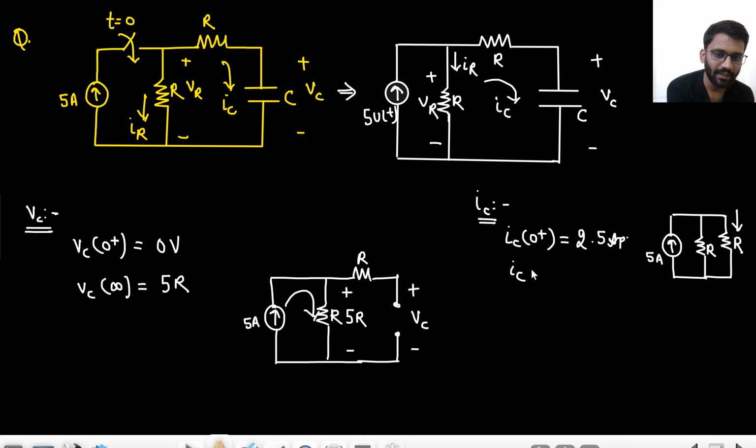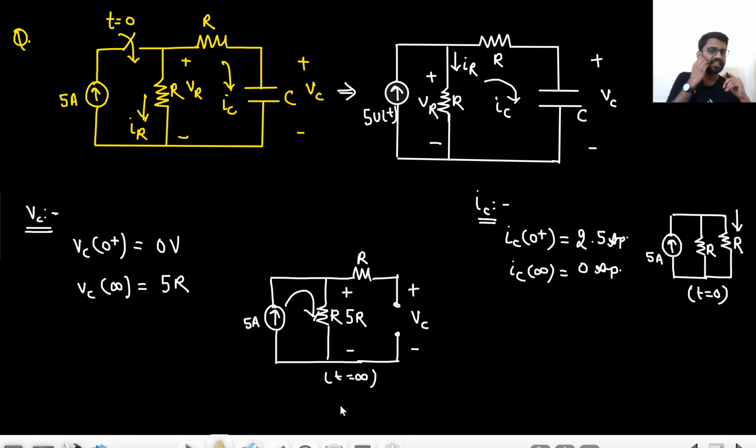What will be IC at infinity? The capacitor will be open circuited, so it will be 0 ampere. So here the current is not constant. This is at t equals to 0 and this is at t equals to infinity. What do you see here? Initially the current was 2.5 and at steady state it was 0. The current is not constant, so we can say there will be an exponential response.